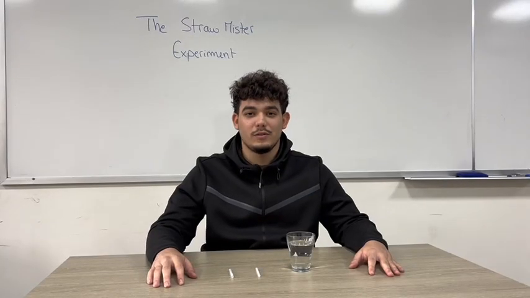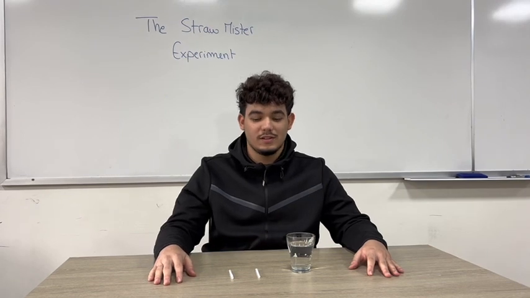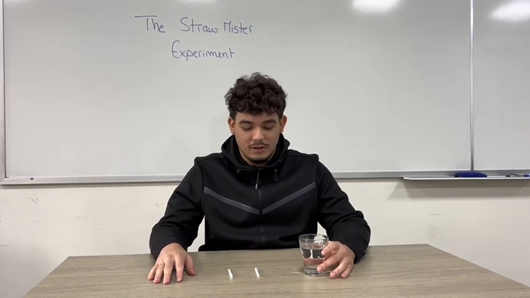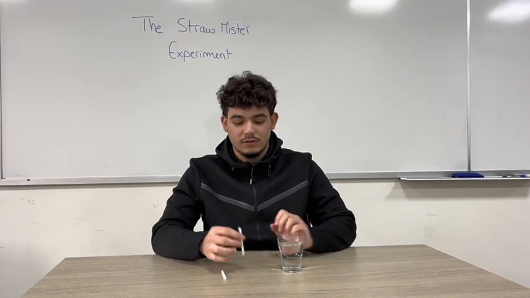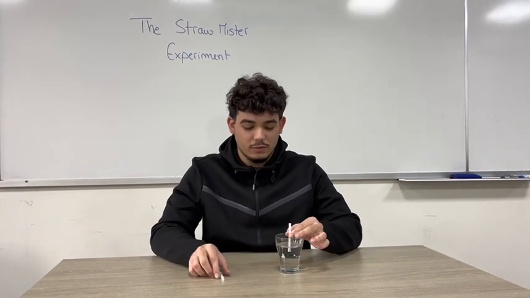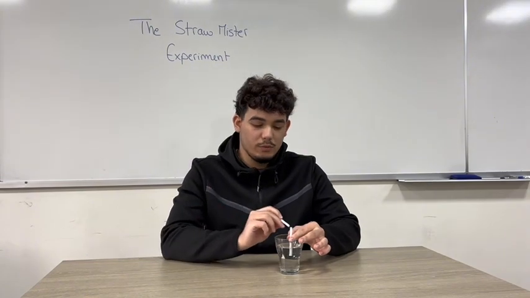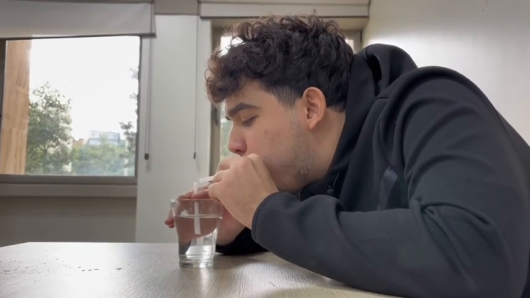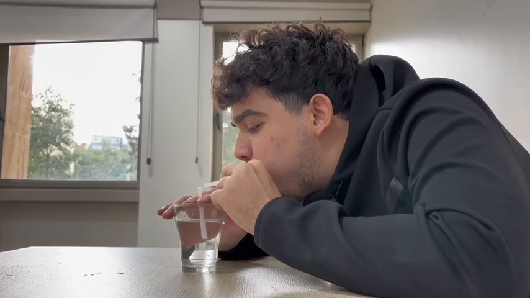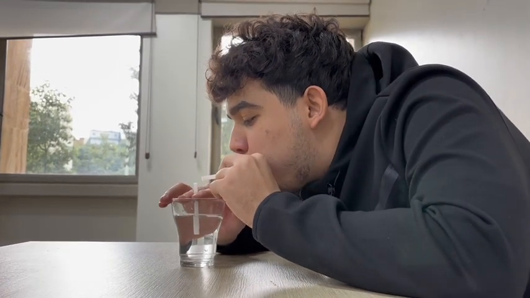Hello, my name is Tony Flutie, and for the straw mister experiment, we're gonna use a glass of water and a straw cut in half. First, we insert the first half of the straw in the glass of water, and using the other half, we will blow through it. As we blow through the straw, the air rushes out with a great speed, so the air goes over the other straw with even greater speed.